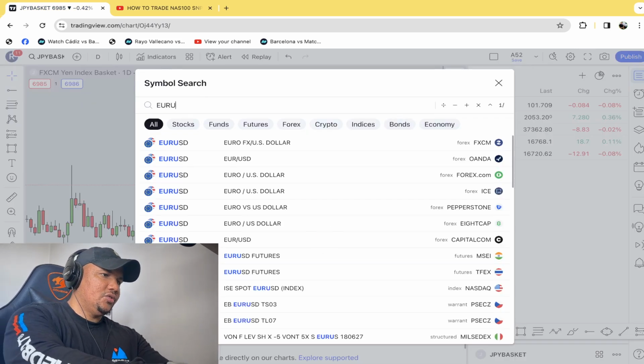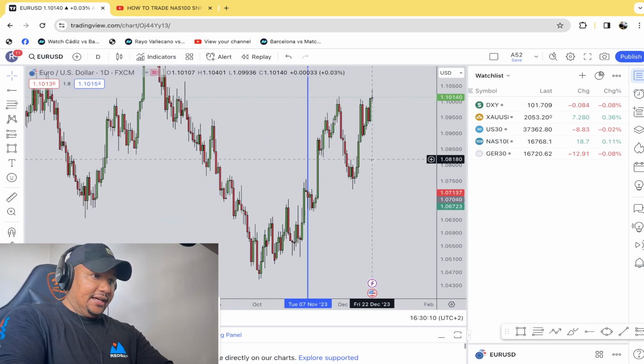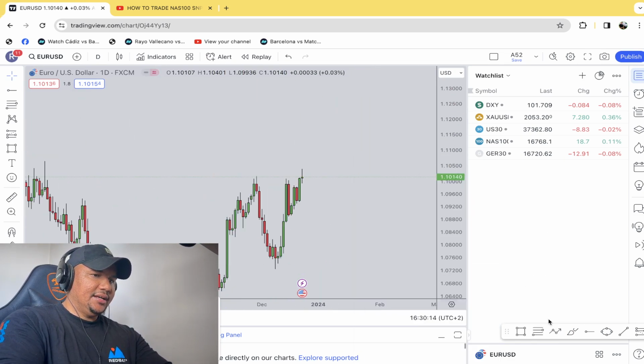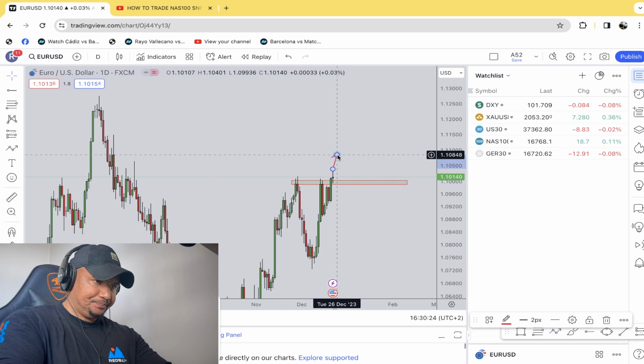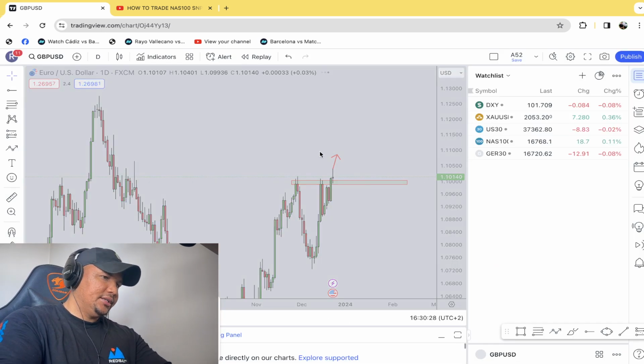EURUSD, let's go straight over to EURUSD. We can see here we've just broken above structure. This level over here acted as a resistance. We had a daily close above that level. I don't expect this market to rally very far, probably up until there. And then from there, I'll give you guys another update on this market as well.